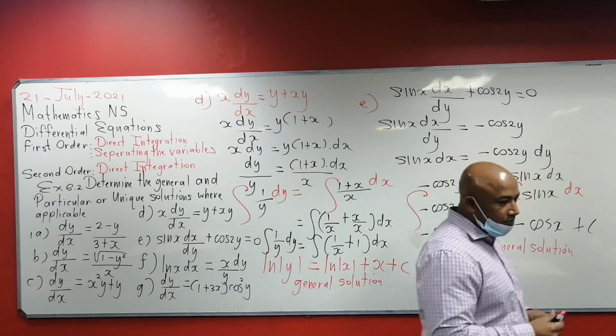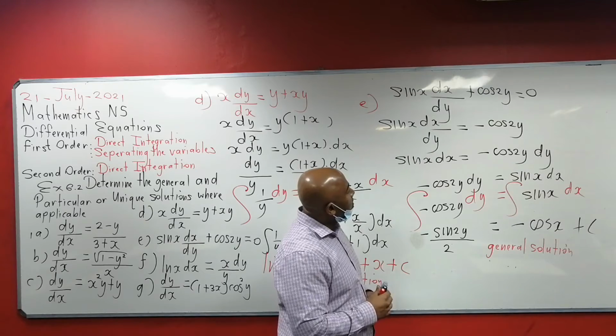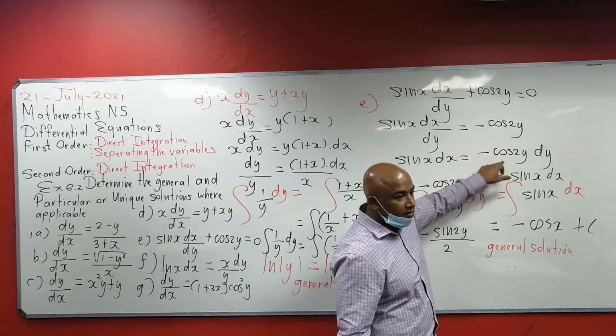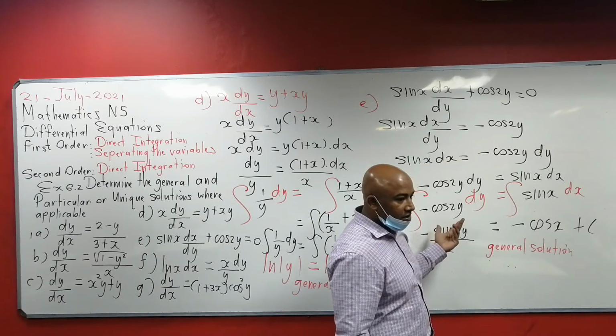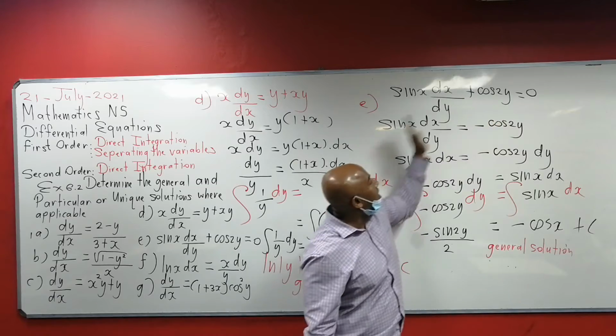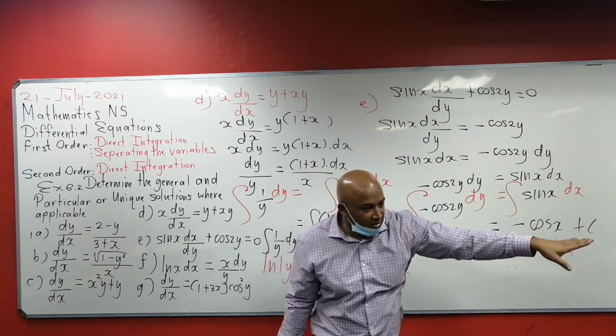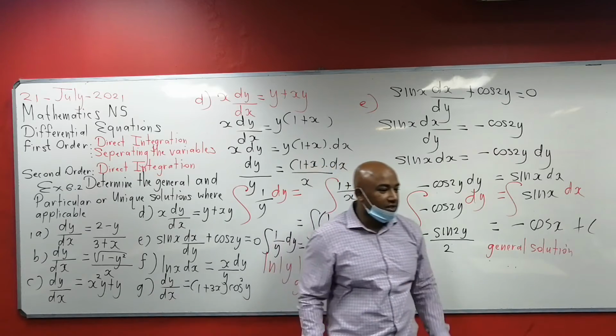Yes. What if I left cos 2y and took sine x to the other side? You mean you left it like this? No, what if I leave cos 2y and take sine x to the other side? It's still correct. So what he's saying is, if I left cos 2y on the left and take this whole thing to the right, it's still correct, as long as you make sure you don't make a mistake with the signs.